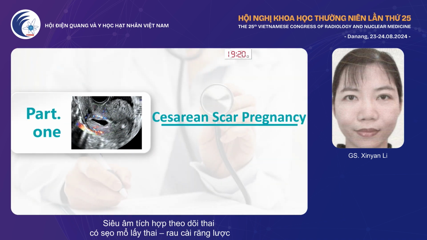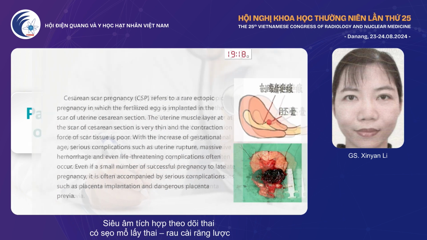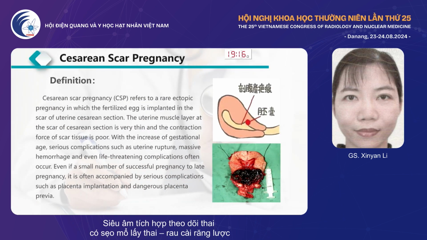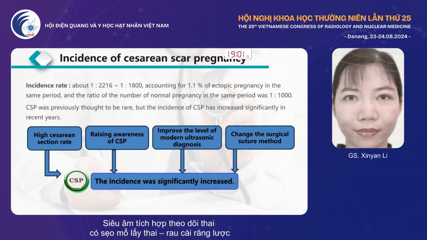Part 1, Cesarean Scar Pregnancy. Cesarean scar pregnancy refers to a rare ectopic pregnancy in which the gestational sac implants in the scar of a cesarean section. The incidence rate is about 1 in 2,000.